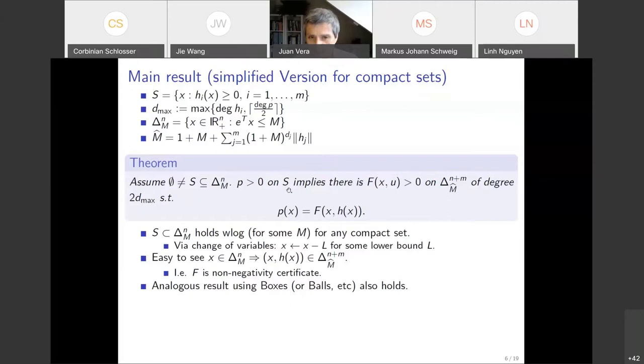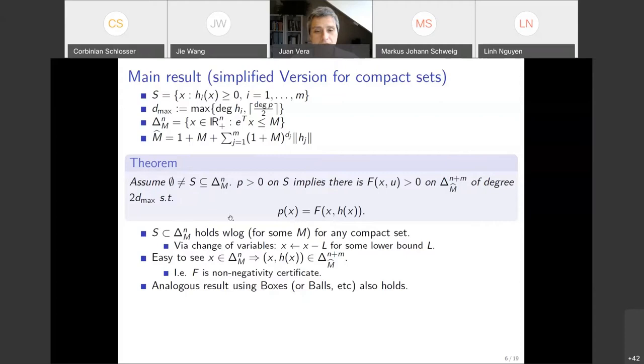The reason is that M hat is big enough such that my H are bounded by this value. So when I replace here, this implies that for any x in S, the point x comma h of x is in this larger simplex. And therefore, the expression that I have here on the right-hand side is non-negative on S, and therefore P of x is non-negative on S.